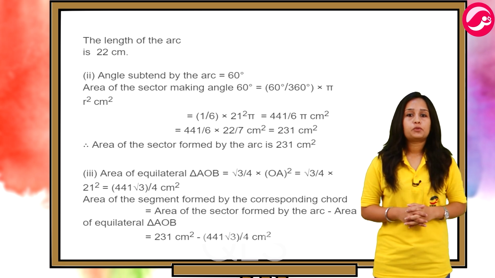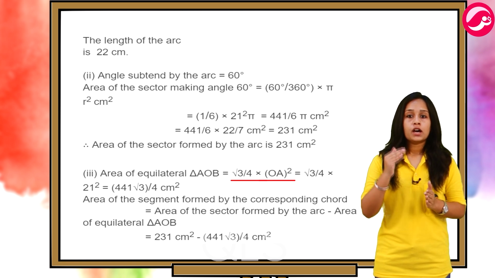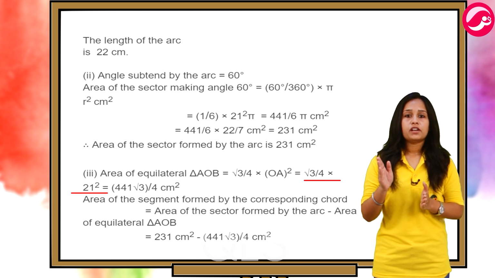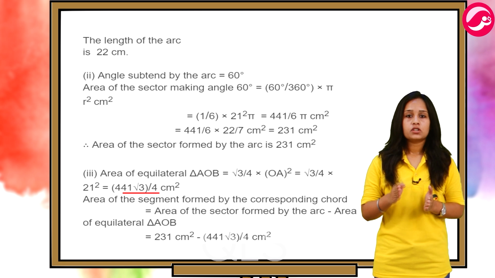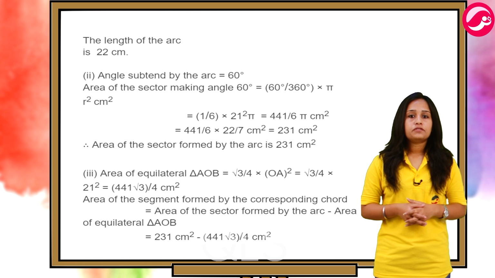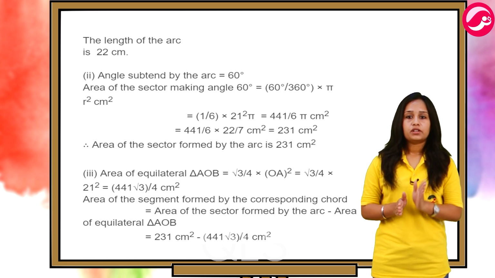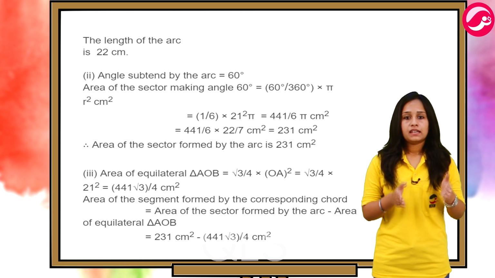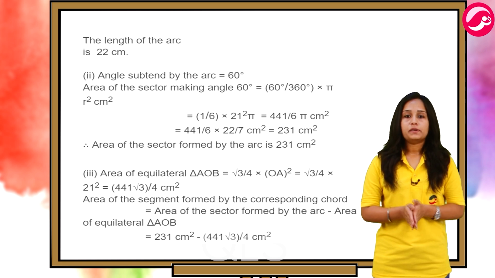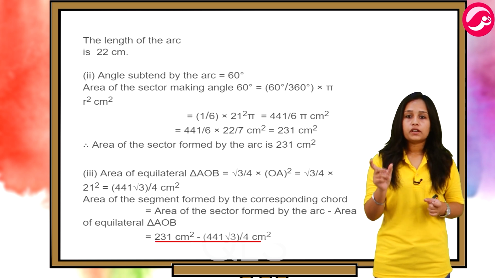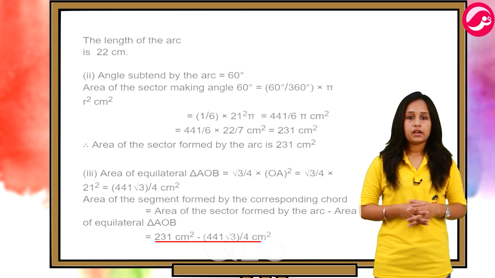Now for the third part of the problem, the area of equilateral triangle AOB will be equal to root 3 by 4 into OA square, that is equal to root 3 by 4 into 21 square, that is 441 root 3 by 4 centimeter square. So the area of the segment formed by the corresponding chord will be equal to the area of the sector formed by the arc minus the area of equilateral triangle AOB, that is 231 centimeter square minus 441 root 3 by 4 centimeter square.